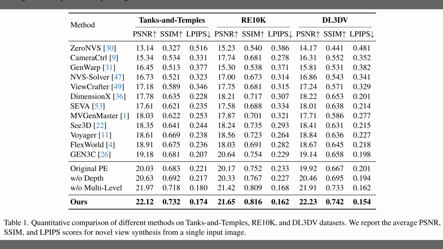Alright. The previous figure laid out the pipeline. Table 1 reports quantitative novel view synthesis across Tanks and Temples, RE10K, and DL3DV using PSNR, SSIM, and LPIPS. The method leads on all datasets, reaching about 22.1 PSNR, 0.73 SSIM, and 0.17 LPIPS on Tanks and Temples. The ablations indicate both depth-aware and multi-level encodings matter, because removing either hurts alignment and fidelity. The final row highlights the best overall scores, especially a low LPIPS near 0.15 on DL3DV.